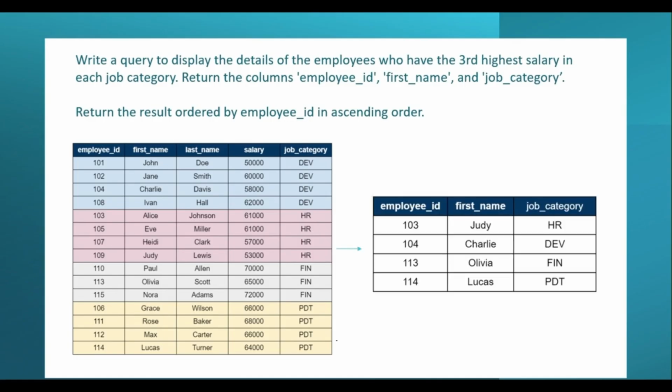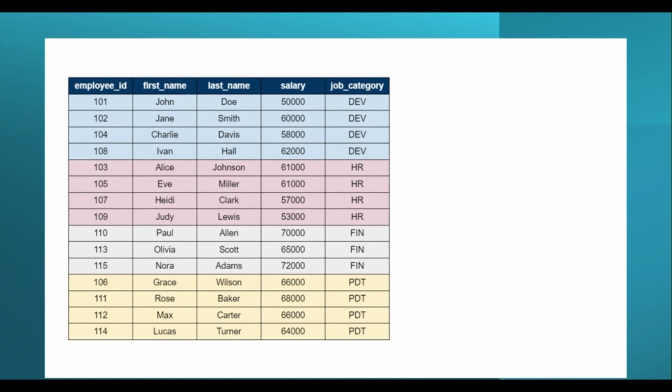So let's take a look at the data in more detail. This is the data that we have, and as you can see, we have various job categories like DEV, HR, FIN, PDT. DEV stands for development, HR stands for human resources, FIN stands for finance, PDT stands for product development. And as you can see, you have 4 employees in the development category, 4 employees in the HR category, 3 employees in the finance category, and again 4 employees in the product development category. Since we have to display the details of the employees having the third highest salary for each job category, let's take a look at the salaries of the employees.